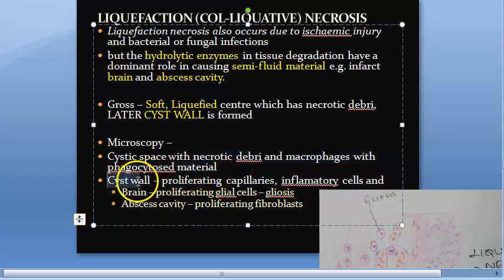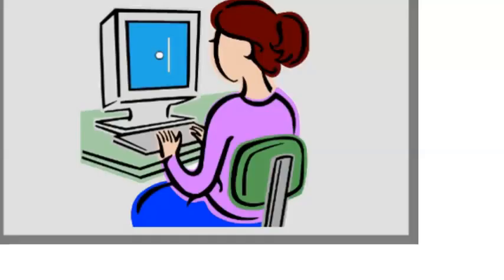Around it there is a cystic wall. So where is the cyst wall? The cyst wall is in liquefaction necrosis. We are looking at liquefaction necrosis. Example, brain, abscess cavity, etc. Here what happens? There is a cystic space and around it there is a cyst wall.